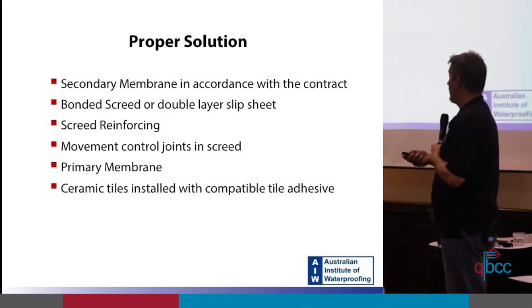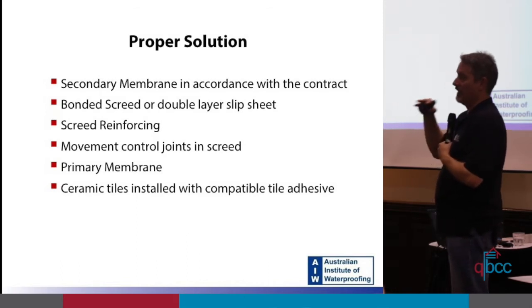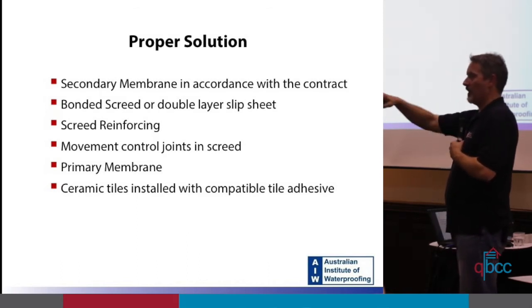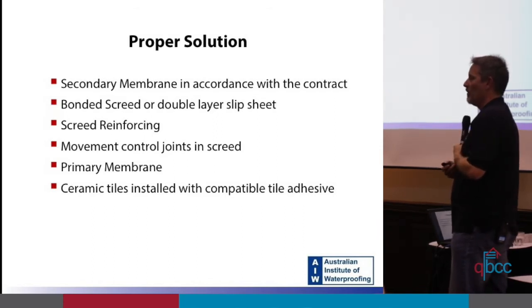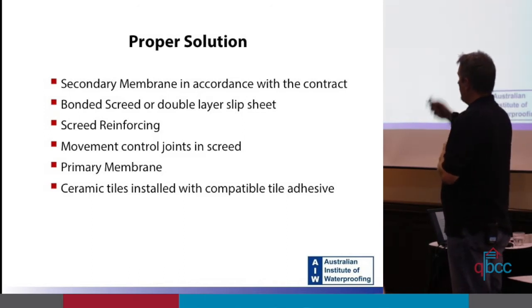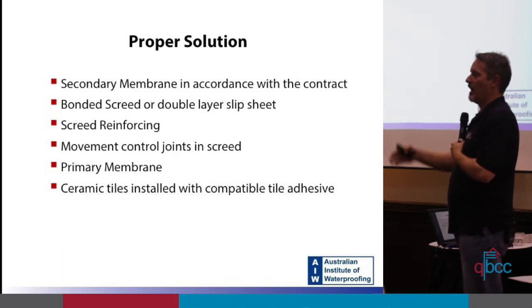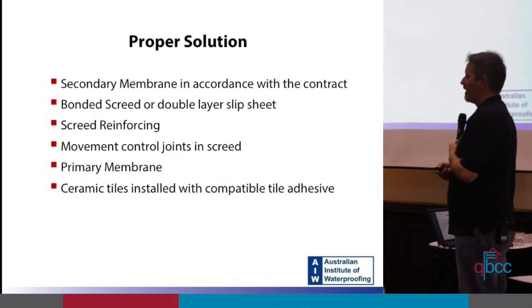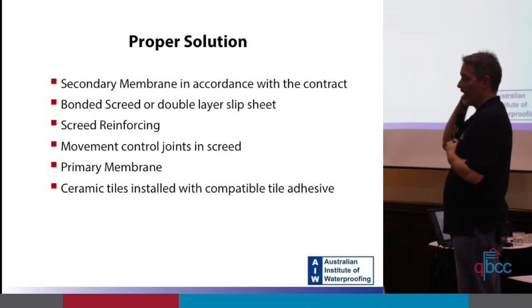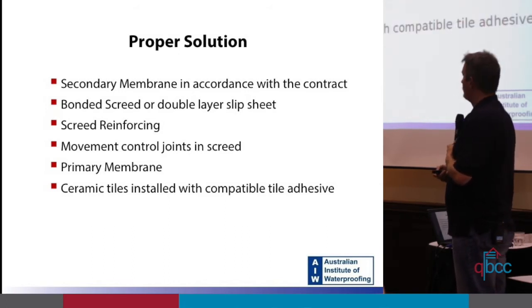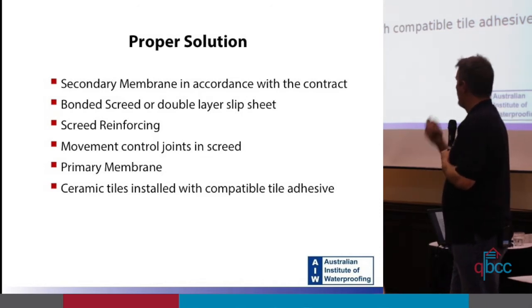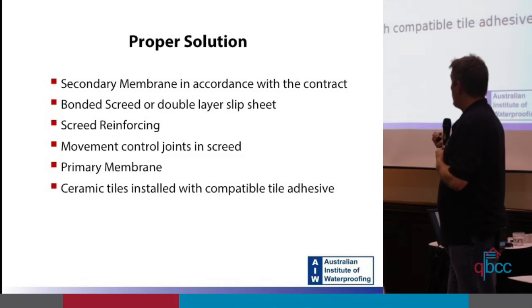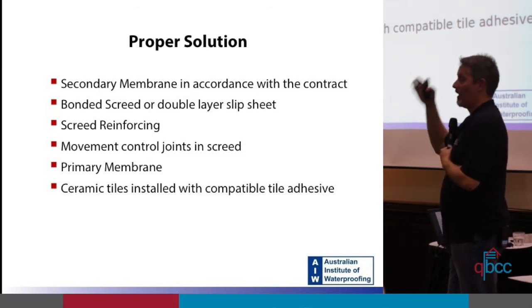Right? So they should have reinforced it, and the metal reinforcing, the other job it does is it actually spreads the heat around better than just a screed does. They should have had movement joints in the screed, movement control joints. And those control joints then need to come up through the entire tiling system. The primary membrane then goes on top. And then the ceramic tiles are installed with a compatible tile adhesive. All right, so movement joints, control joints need to go through the tiling system.